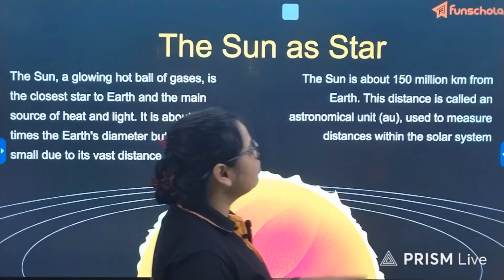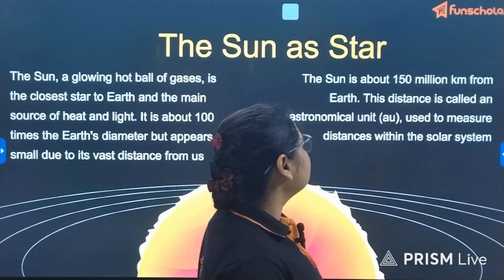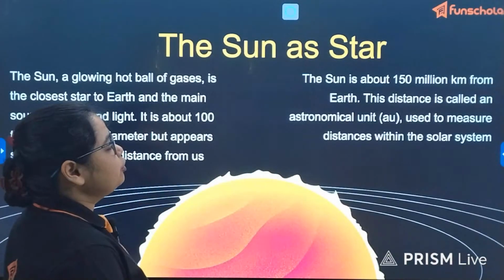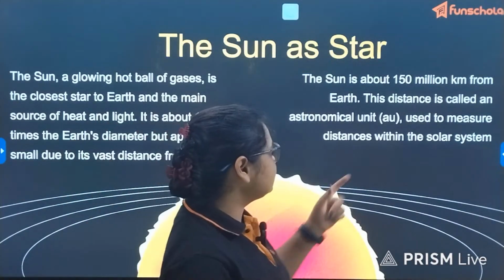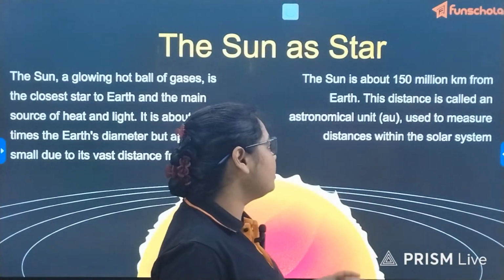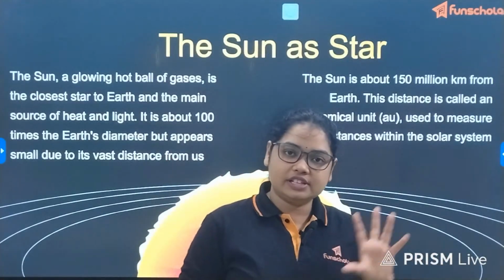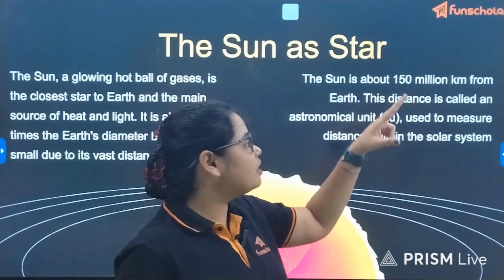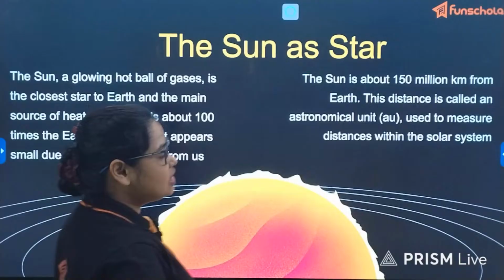The Sun is about 150 million kilometers from Earth, and this is called the astronomical unit, which is used to measure distances within the solar system. So within the solar system, this distance, that is the 150 million kilometers, is termed as one astronomical unit. This is the reference. So 2 astronomical units means 300 million kilometers. This way we measure the distances within the solar system.